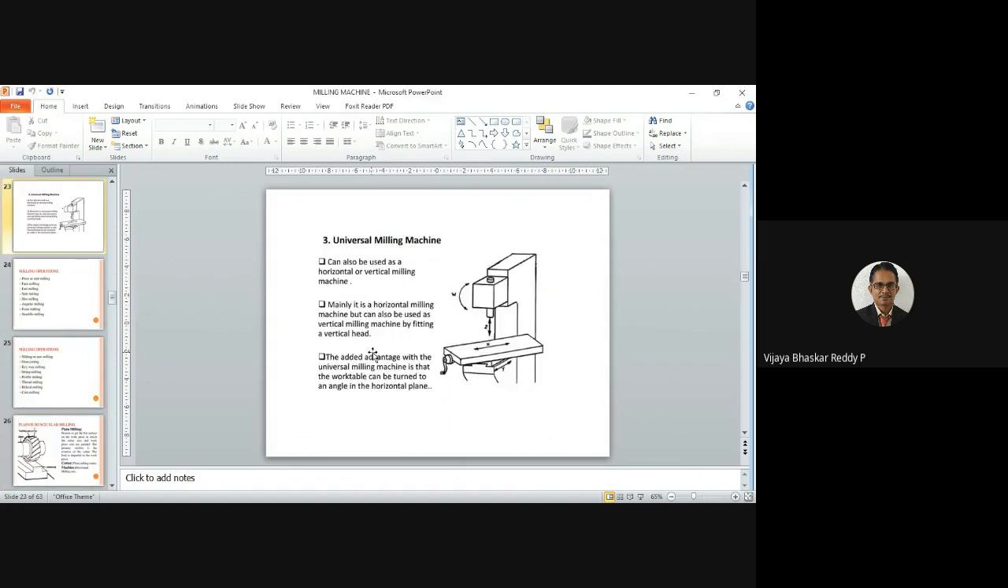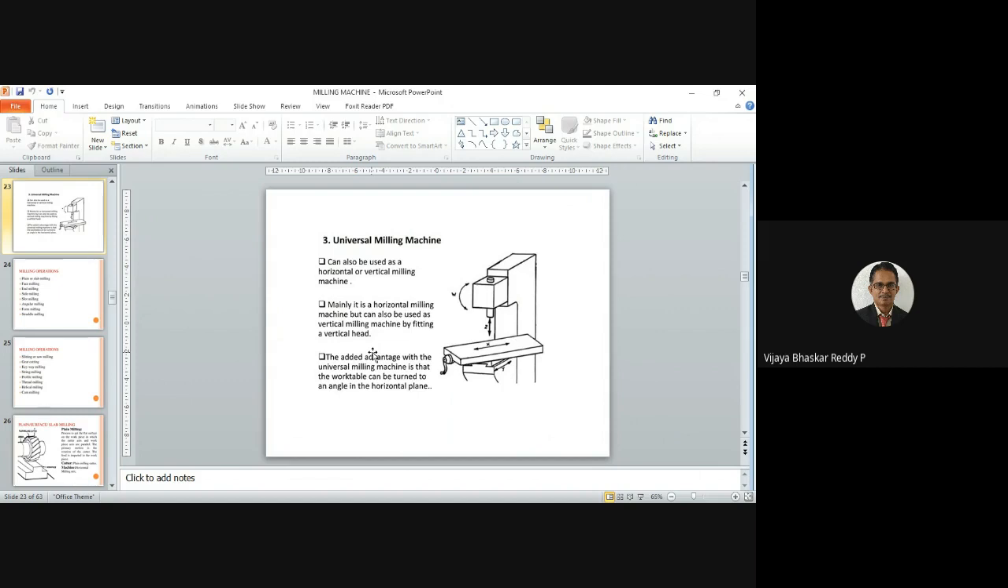So these are the directions in which we can move with this universal milling machine. It can also be used as both a horizontal and a vertical milling machine. We can use it universally, both horizontally as well as vertically. And mainly it is a horizontal milling machine.